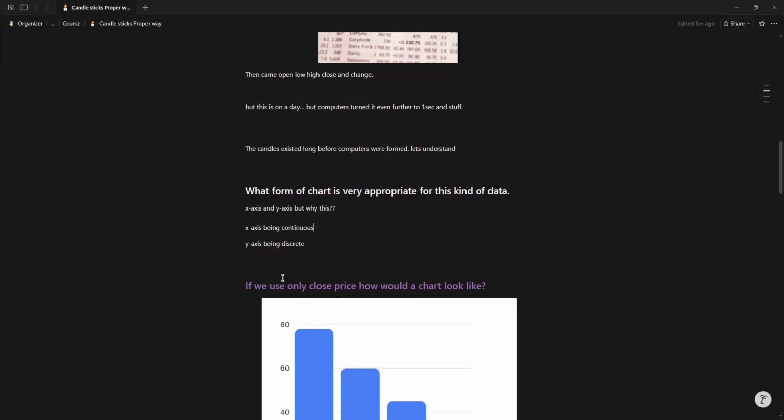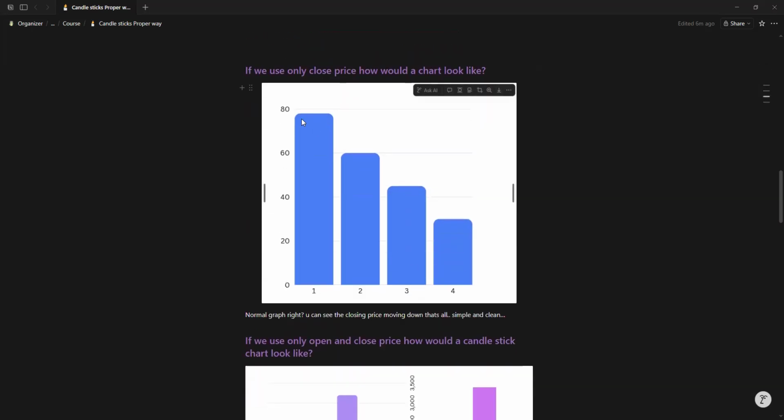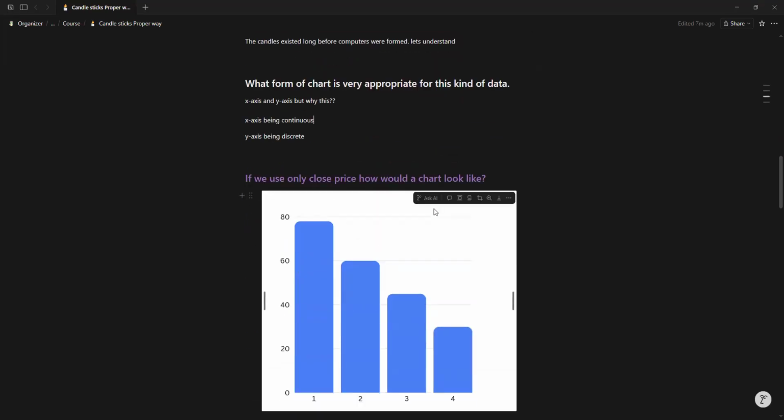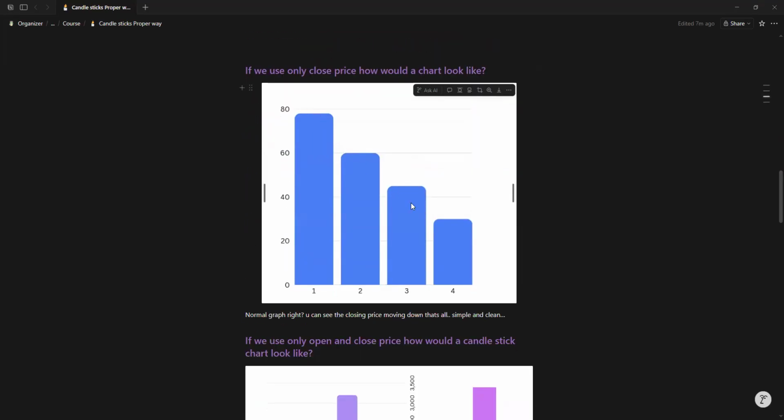But okay, if we use only the close price, how would a chart look? Closing prices over here, next to here, here, and here. So this is a normal graph, how it would look for a closing price chart. This is how a lot of people did analysis. You can see it continuously moving down, so a downtrend. Normal graph, right? Simple and clean, a downtrend.